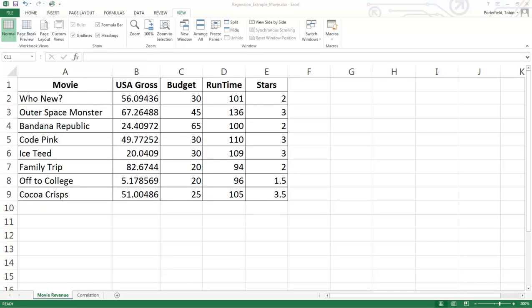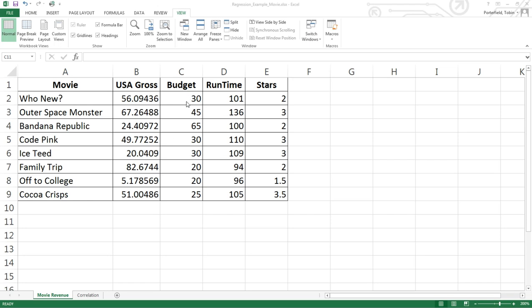In this tutorial, we'll take a brief look at the Regression Analysis Tool in Excel 2016. So I'm going to use my sample file of movies. In column A, I have the movie names. I have their gross ticket sales, or gross revenue, in B.